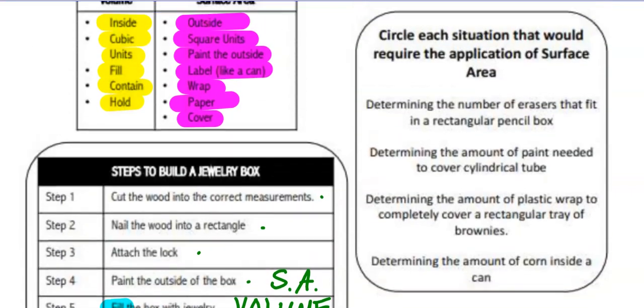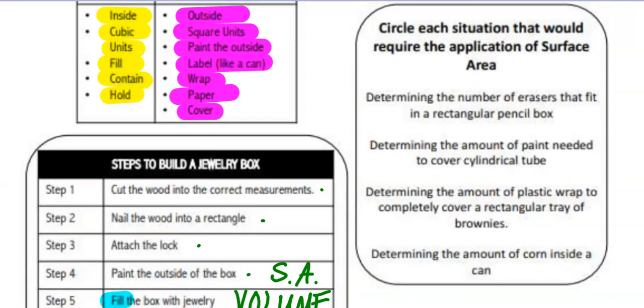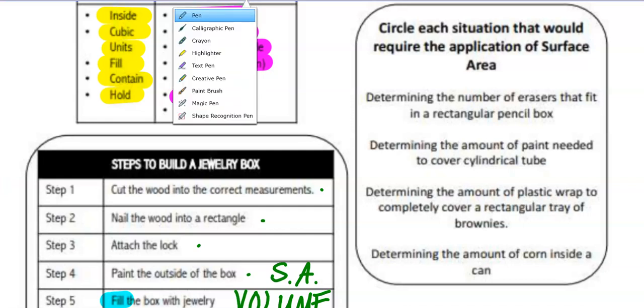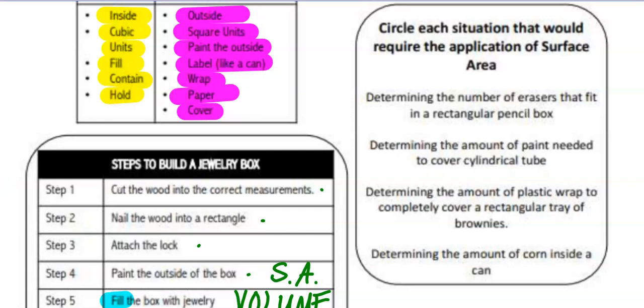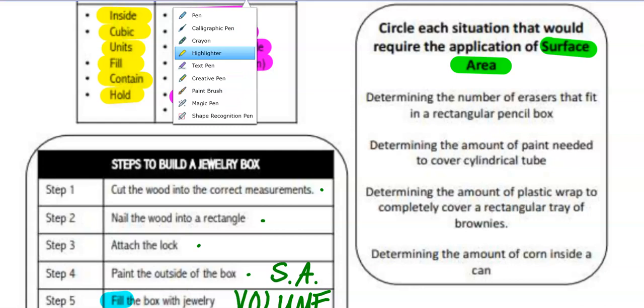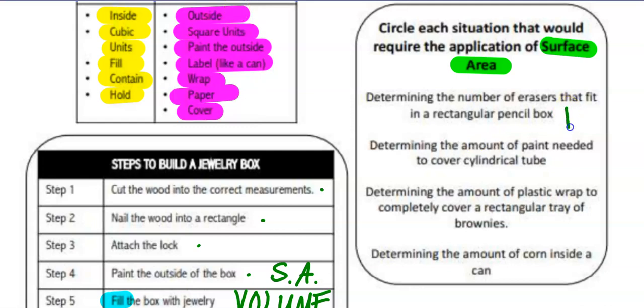All right, let's take a look up here. Now we're looking for situations that would require the application of surface area. Surface area, again, is when we have the outside of something being covered. So determining the number of erasers that fit in a rectangular box, that's going to be volume. Determine the amount of paint needed to cover a cylindrical tube. Okay, if you're painting something, you're not typically pouring paint inside of something, you're going to put it around it. So this would definitely be surface area.